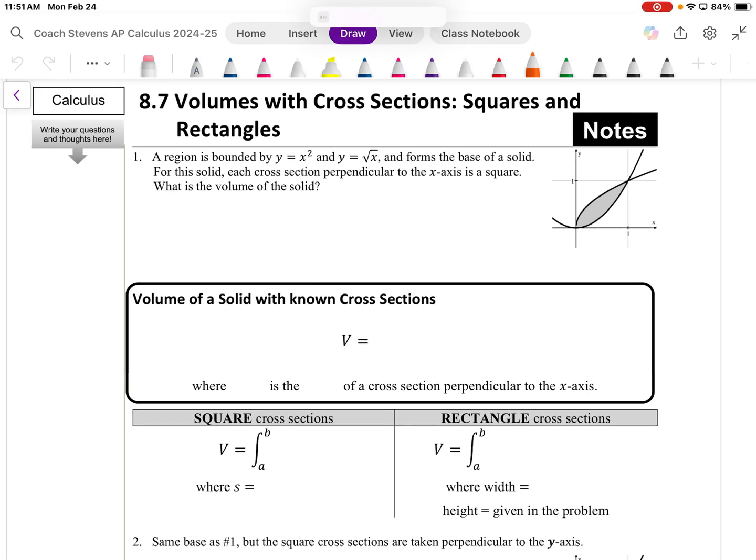We look at this section on volumes between two curves, and we're looking at cross sections, and this section is mainly doing squares and rectangles.